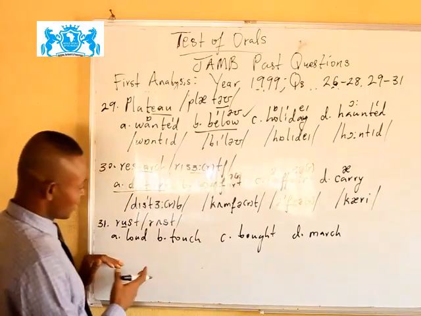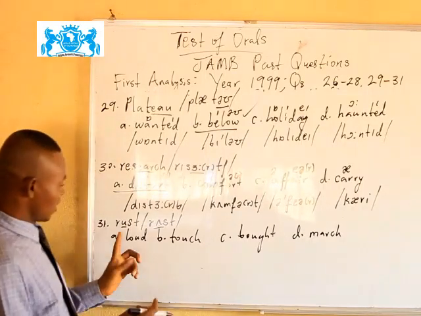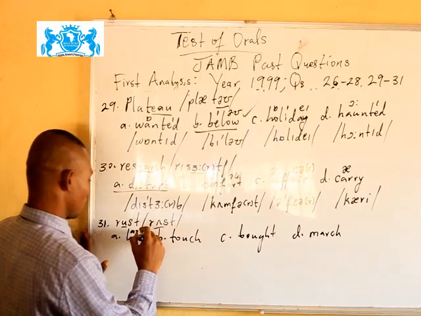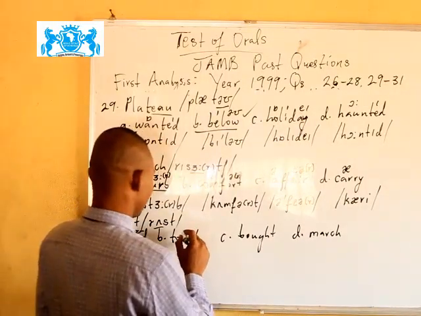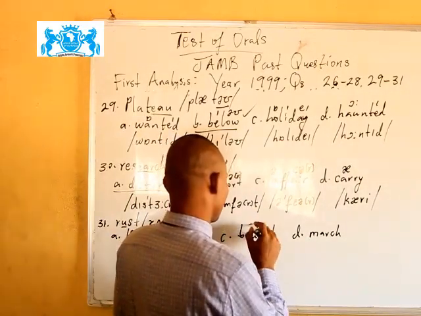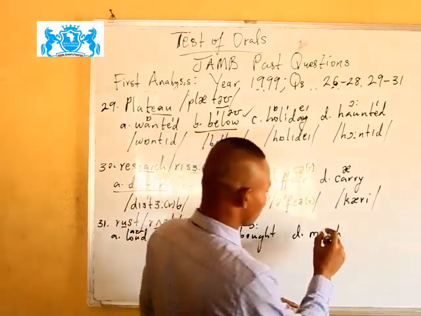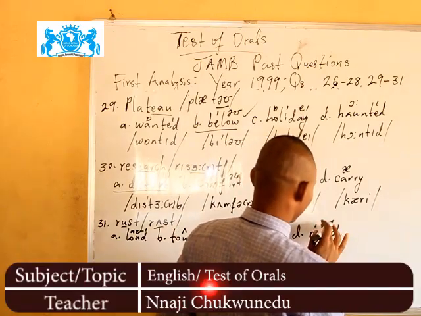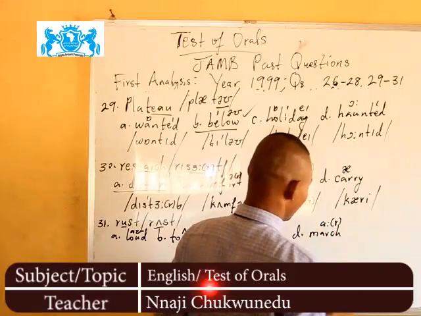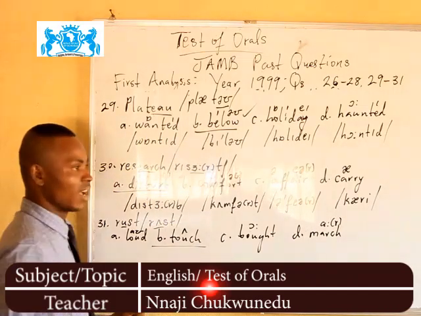Now we look at the words. We're looking for the short U sound. So here we have loud, with the out sound. Here we have touch. Here we have bought, long O sound. And here we have march, where you place the R. So from this, our answer is this.